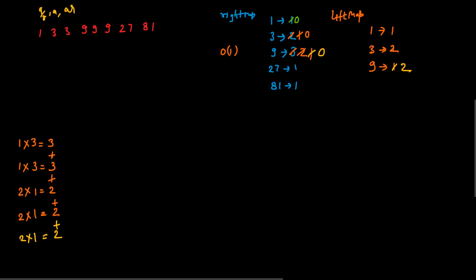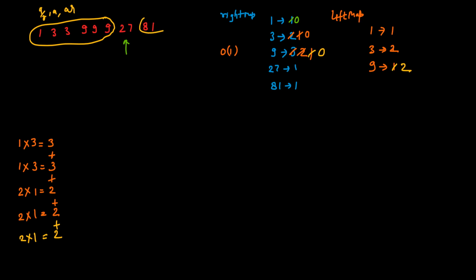So now 27 is the processing element, guys. So this will act as a left map and this will be as a right map. When this acts as a left map, how many elements are there? 1 with 1 count, 3 with 2 count, and 9 with 3 count. So 9 count will be 3, 3 count will be 2, and on the right hand side we'll reduce the 27 count, so it will become 0. So we have only this element in the right map.